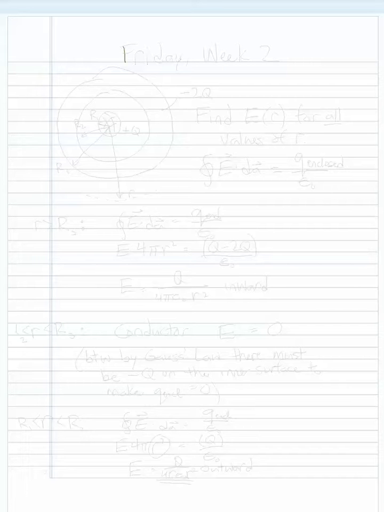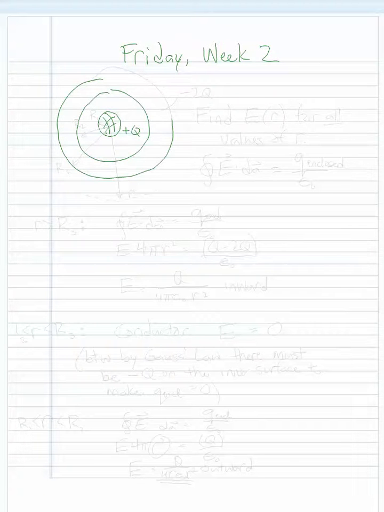Okay, here's my solution for the problem that we did on Friday of week 2. We did a problem with a uniform sphere that has charge distributed throughout its volume, and that charge was plus Q. And then we had a spherical shell that we said was a conductor, and we're going to put a minus 2Q on the conducting shell. The question asked, find the electric field as a function of R, the radius from the center of the distribution, for all values of R.